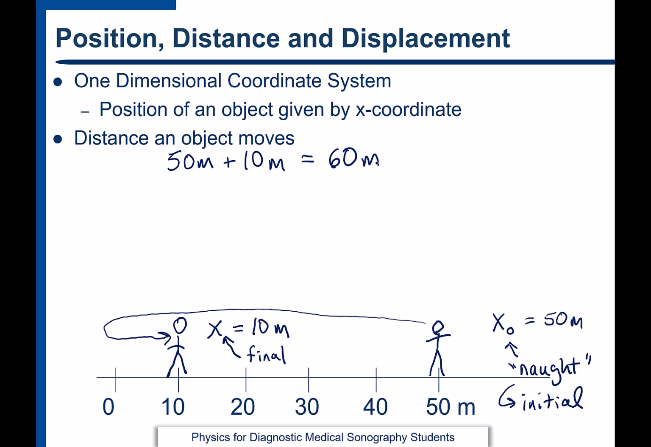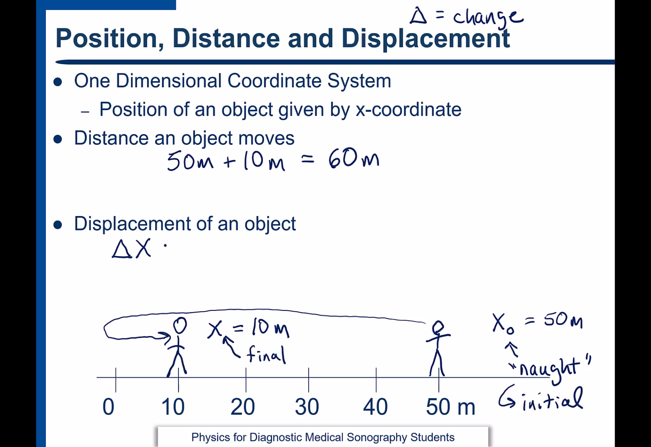Now, we're all familiar with the concept of distance. The next thing we're going to define, you may never have heard before, and that's the concept of displacement. We define displacement in the following way. First of all, we use the Greek letter delta, and we write it as delta x. You may remember from math that delta means change. And so the way we define the displacement of an object is its change in position. In other words, what was its final position minus what was its initial position.